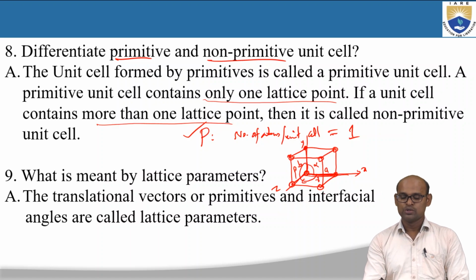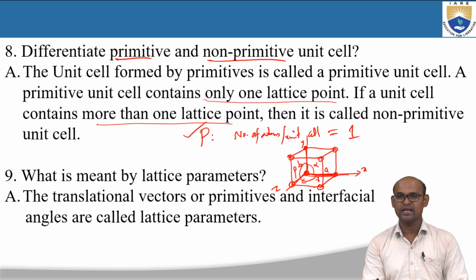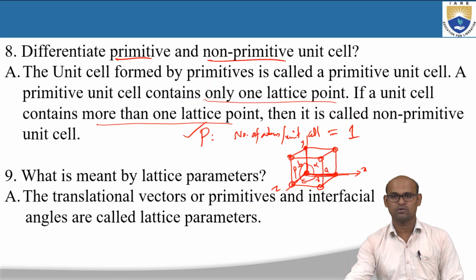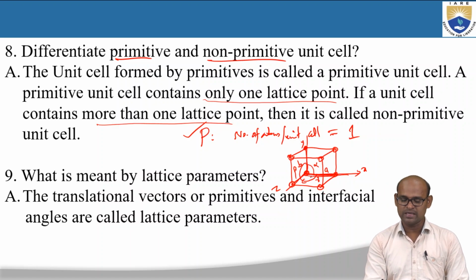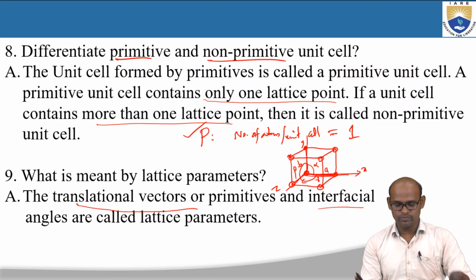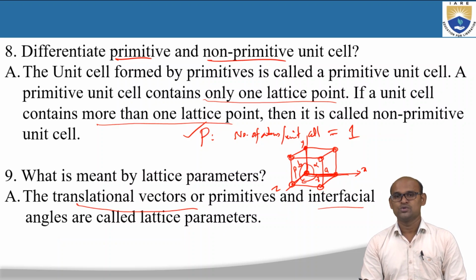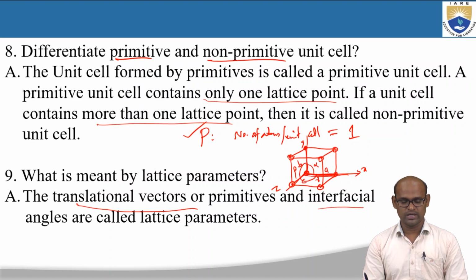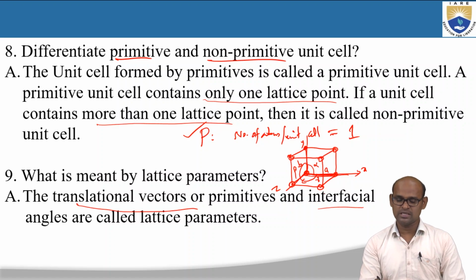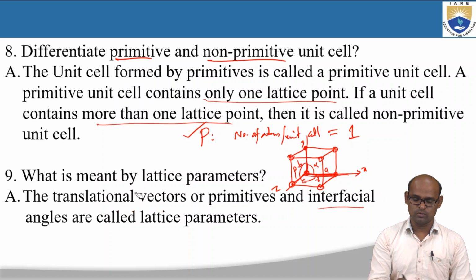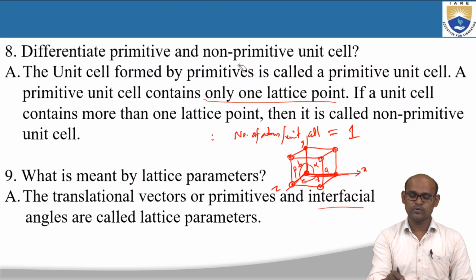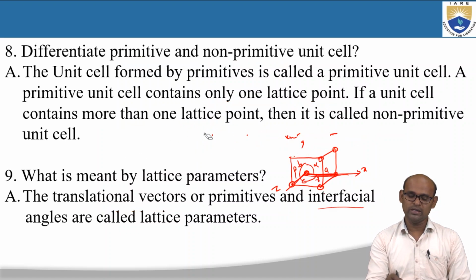The axial lengths and interaxial angles, A, B, C and alpha, beta, gamma, all these together are called lattice parameters. A, B, C are also called translation vectors, and the interaxial angles are alpha, beta, gamma. Both together are called lattice parameters. These lattice parameters are important to understand the unit cell, and if you understand the unit cell, you can understand more about a crystal.